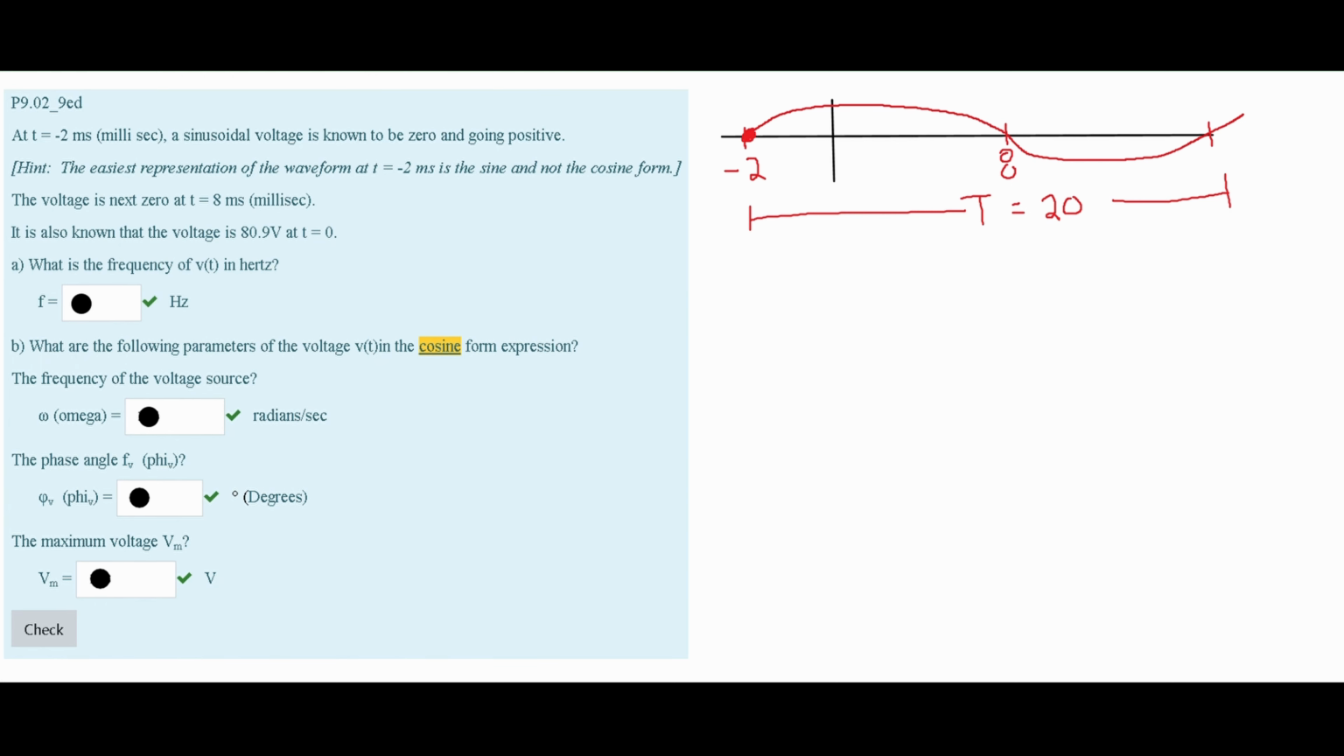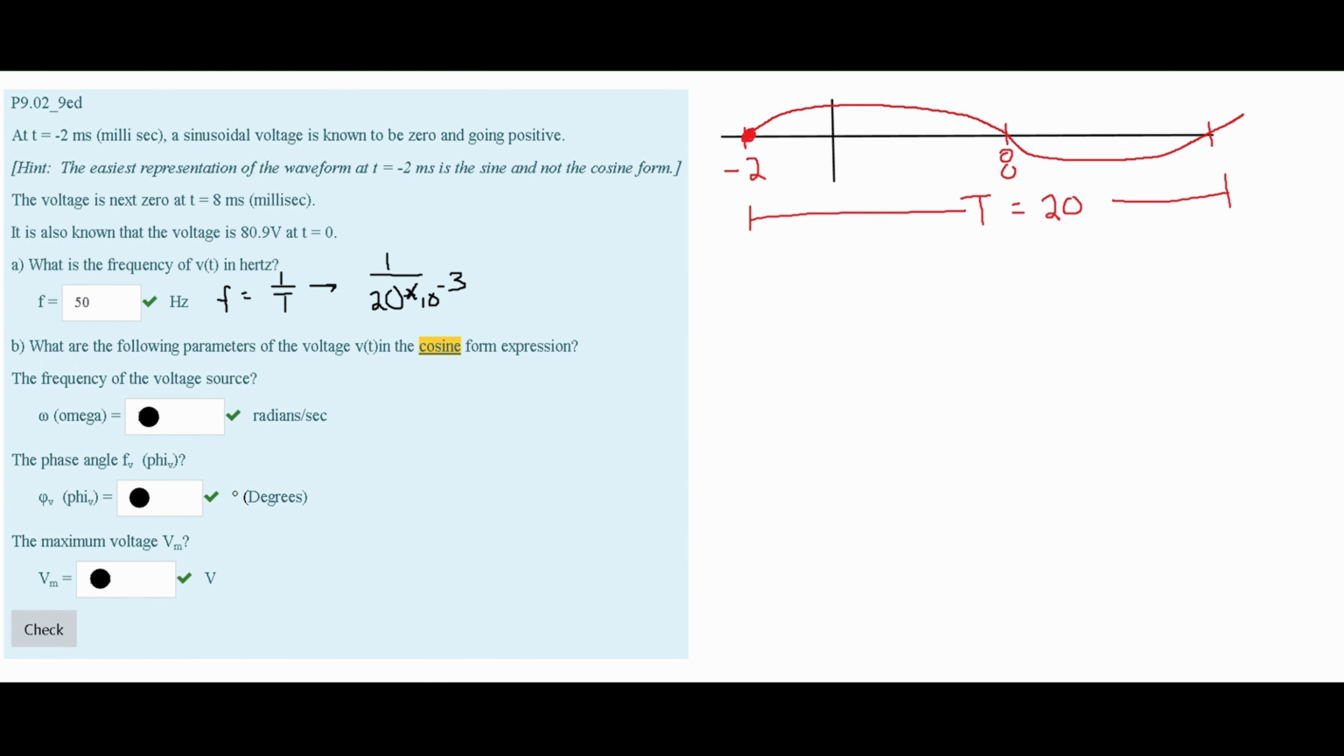Now to find our frequency, we can look in the notes linked below the like button in the description and find that frequency equals 1 divided by the period. Our period is 20, remember, in milliseconds, which we haven't converted yet. So it's 1 divided by 20 times 10 to the negative 3, and plugging this into a calculator gives 50 hertz.